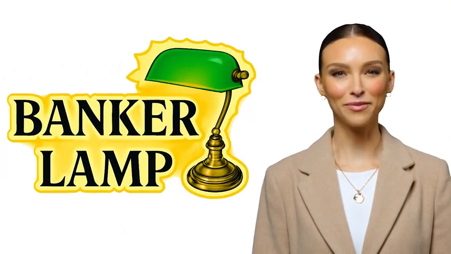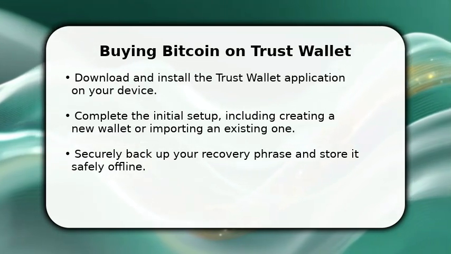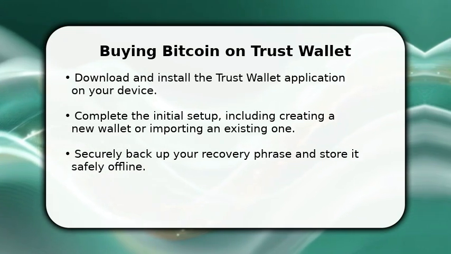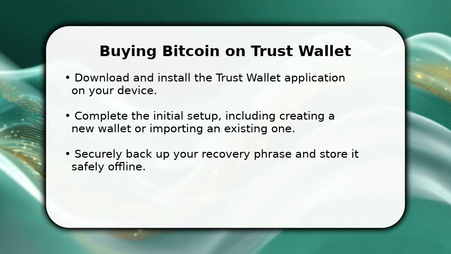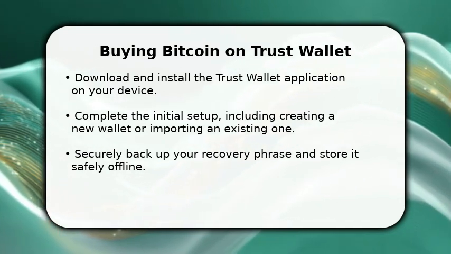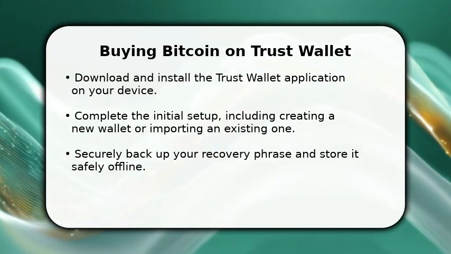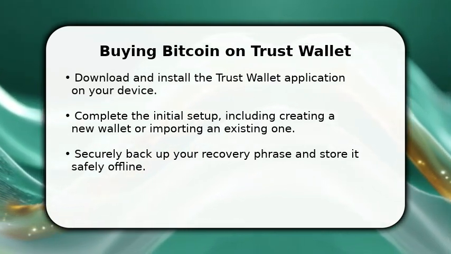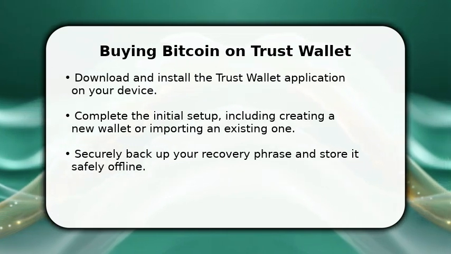Please enjoy the video. In this video, I will explain how to buy Bitcoin on Trust Wallet with a bank transfer. First, download the Trust Wallet app from your App Store and install it. Once installed, open the app and follow the prompts to create a new wallet or import an existing one. Remember to carefully write down your 12-word recovery phrase and keep it in a secure, private location. This phrase is crucial for accessing your funds if you lose your device.